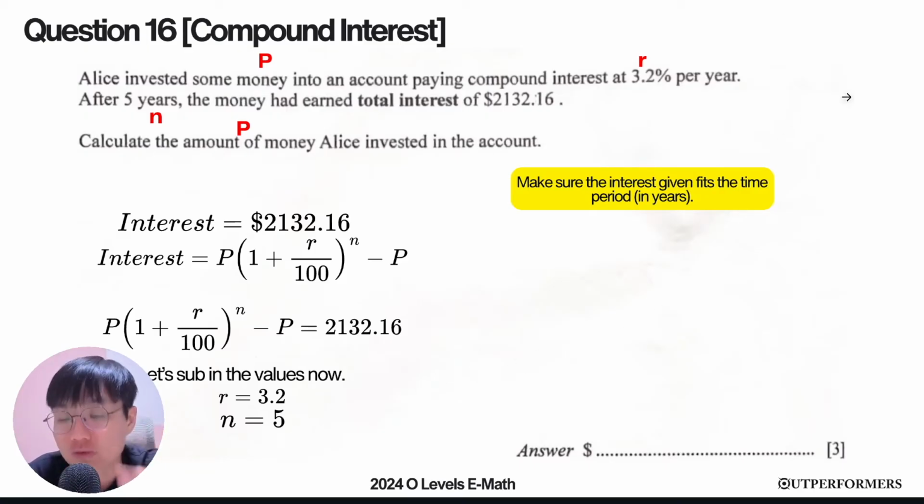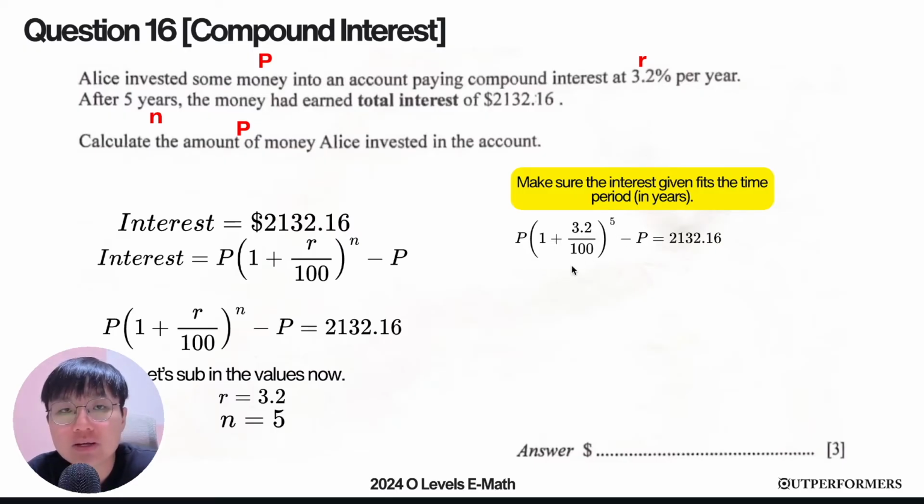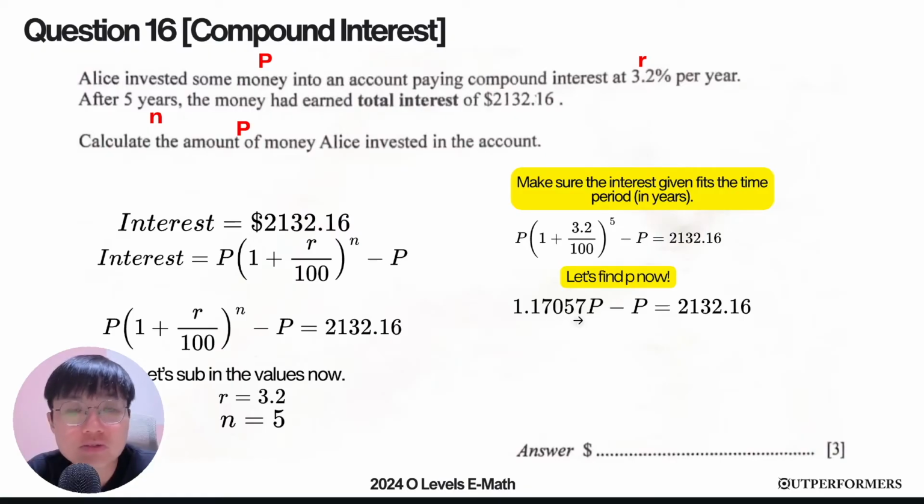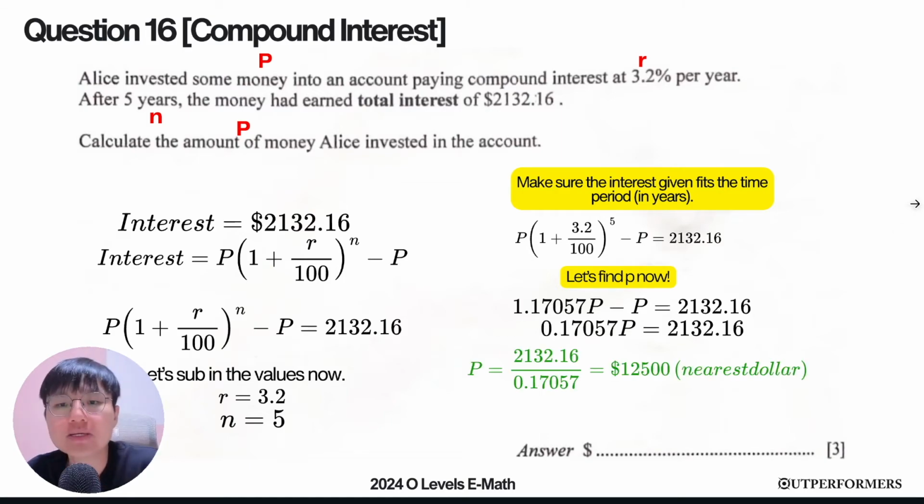So moving on, putting the values in, I will have 3.2 here, 5 here. And what you should notice is that this actually forms a value for you already. So you can actually type this into your calculator to get 1.17057. And you can see it's actually just an algebraic equation. Okay, so just proceed on to find P and you will get $12,500 to the nearest dollar.